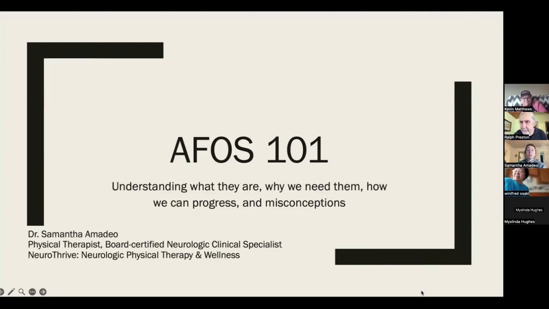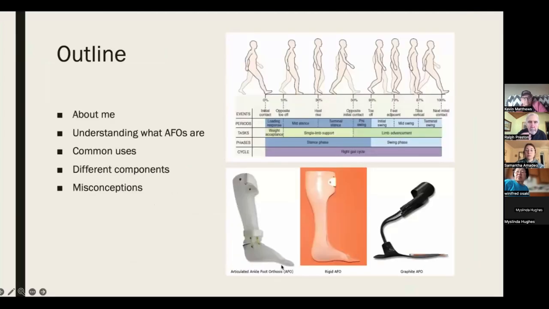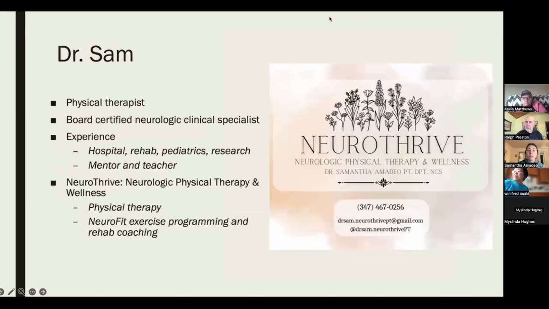Perfect. Thank you. Okay. So AFOs 101, really just a simple understanding of what they are, why we need them, how we can progress them, and any misconceptions that we have along the way. So we're basically going to go through a little bit about me, and then again, understanding what they are, common uses for them, all of the different components that we can add on to them, and then our misconceptions. And as we go through those uses and the different components, we'll touch on what the benefits of those things are.